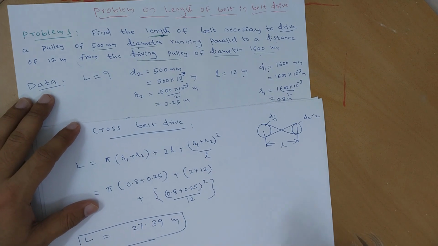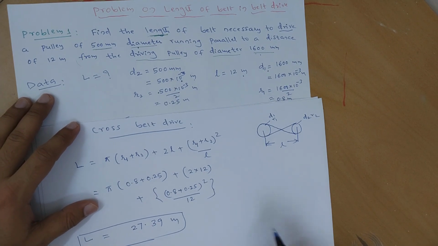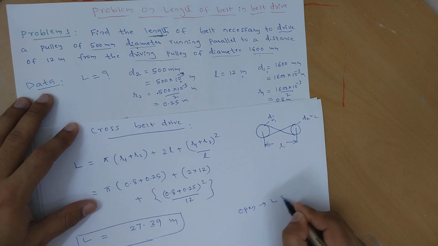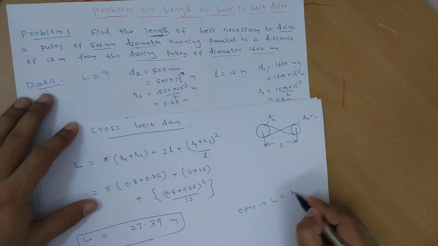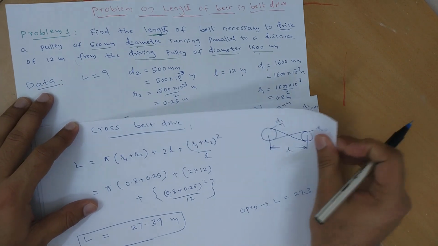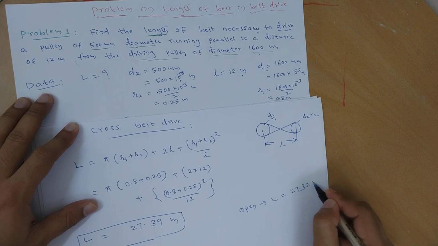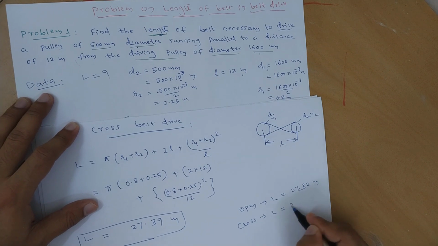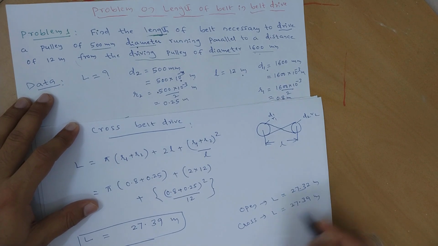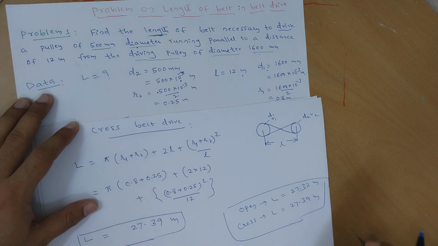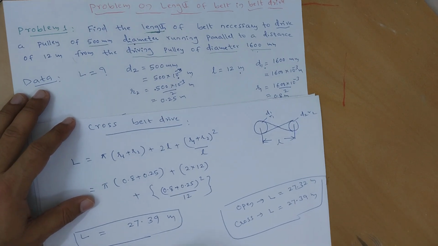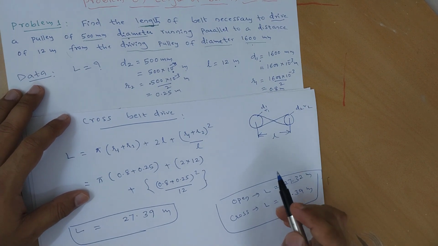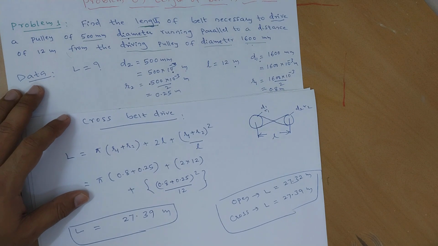Now, can you find the difference? If you use the open belt drive, the total length of the belt needed is 27.32 meters. But for the cross belt drive, the length needed is 27.39 meters. So depending upon the application and the need, we can use either the open belt drive or the cross belt drive, because the problem does not specify.